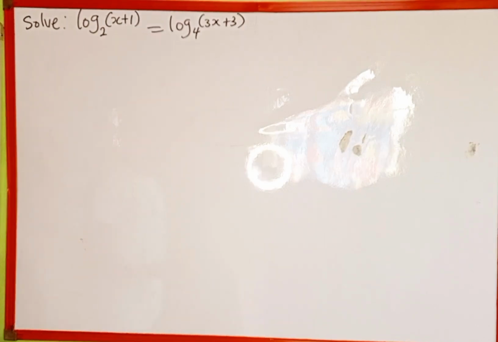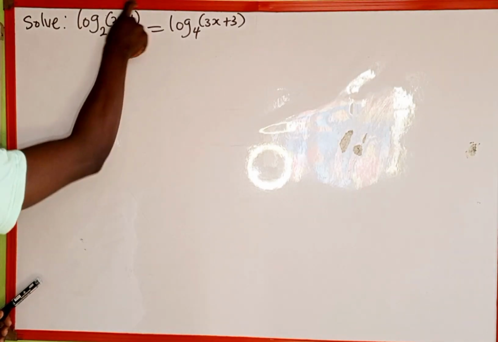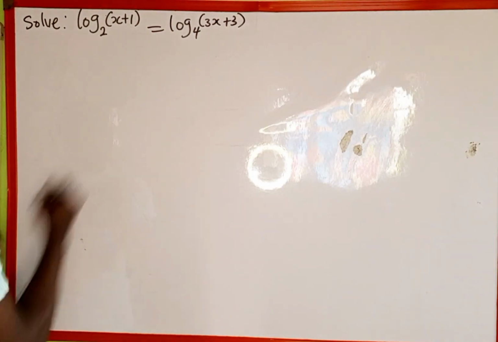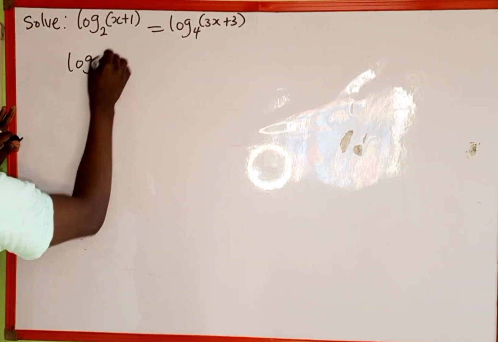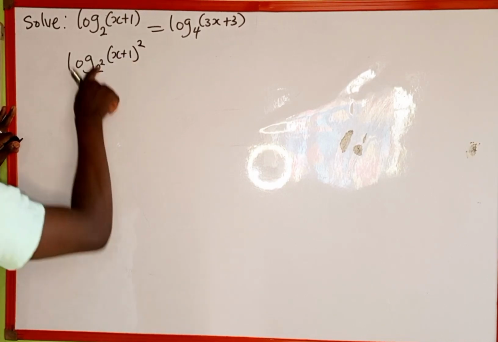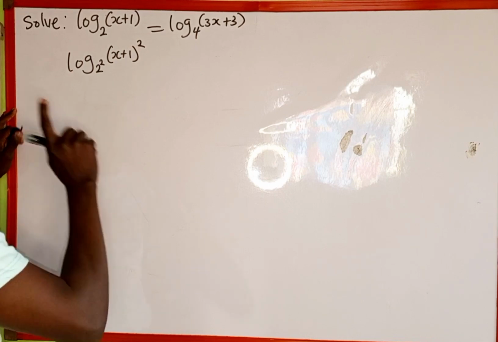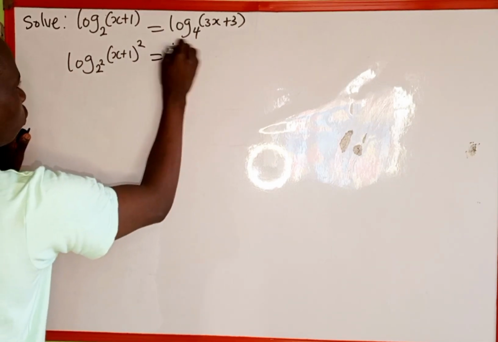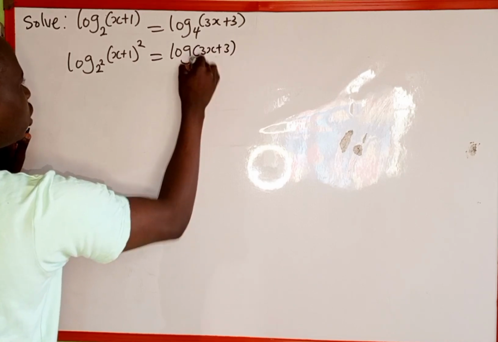And according to one of the properties of logarithm, we can raise this 2 to the power of 2, then we do the same thing to this bracket. So this is going to be what? Log of 2 to the power of 2, then we open bracket x plus 1 raised to the power of 2. So we raise both the base and the term here to the power of 2, which is going to be equal to log of 3x plus 3 then to the base of 4.